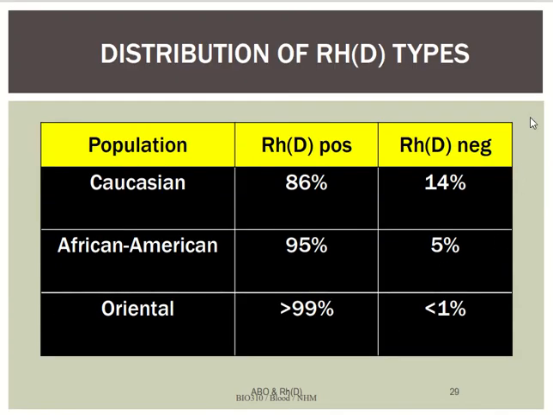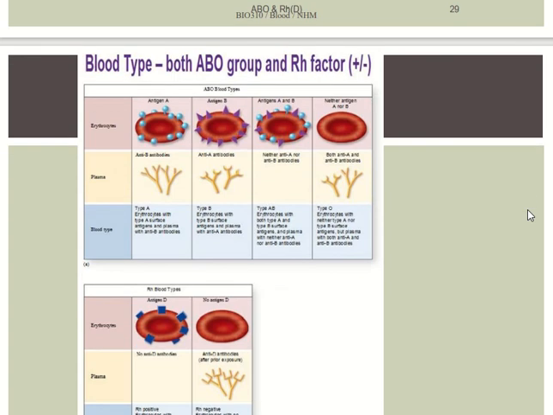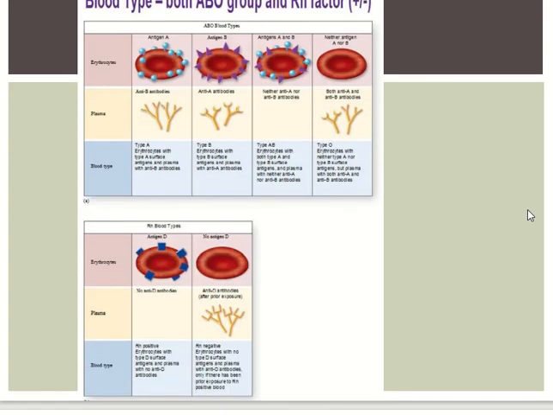So these are the distributions of the D antigens in populations of Caucasian, African American, and also Oriental. You can read this one by yourself later. Okay, so look at this.